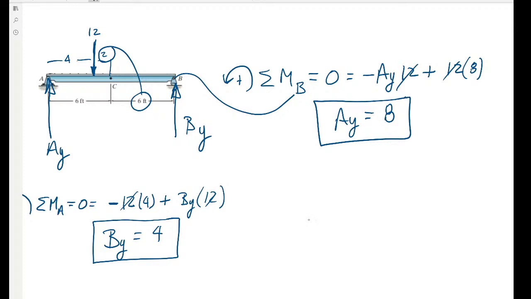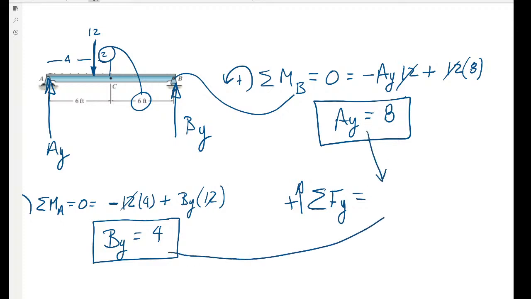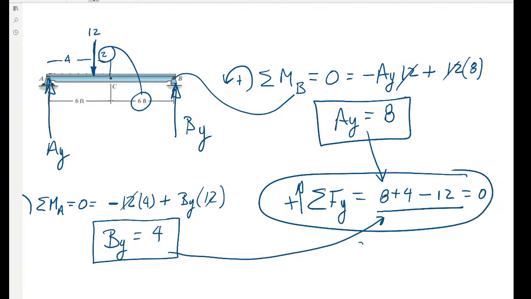Now the question you have is sum of the forces in the Y. Make that positive, equals to, I've got AY and BY going up, and minus 12. So in fact, this became a check. So I've got 8 on the left, and I've got 4 on the right.